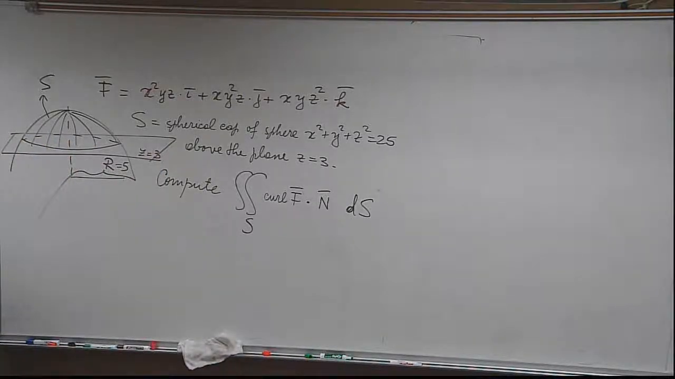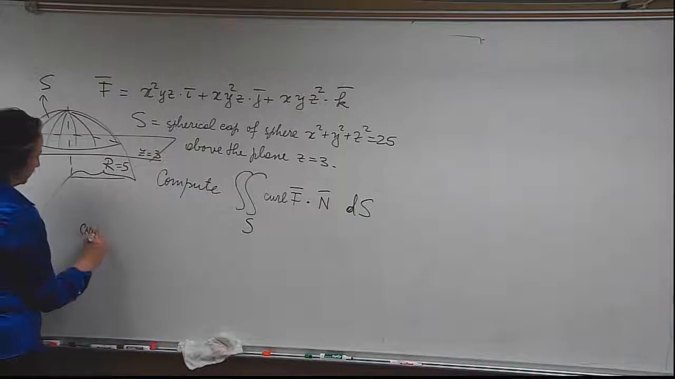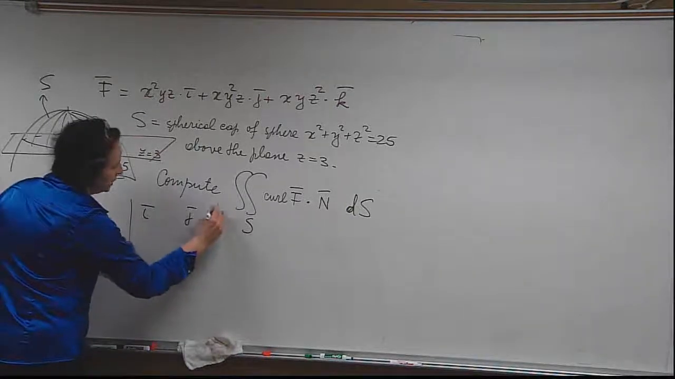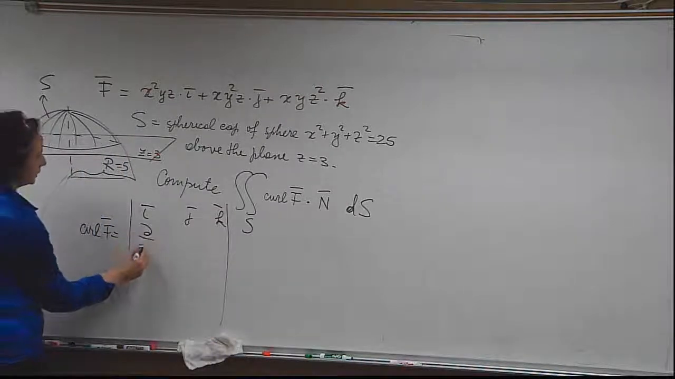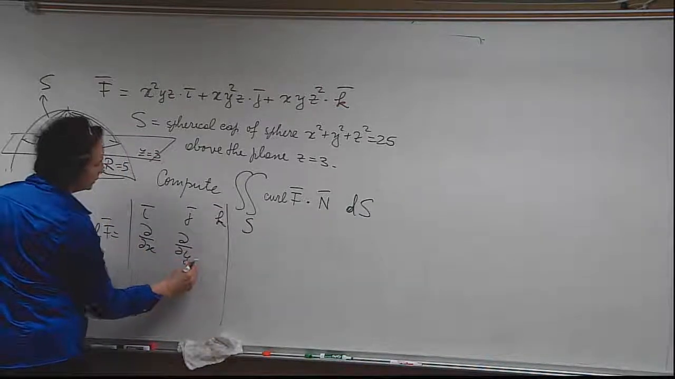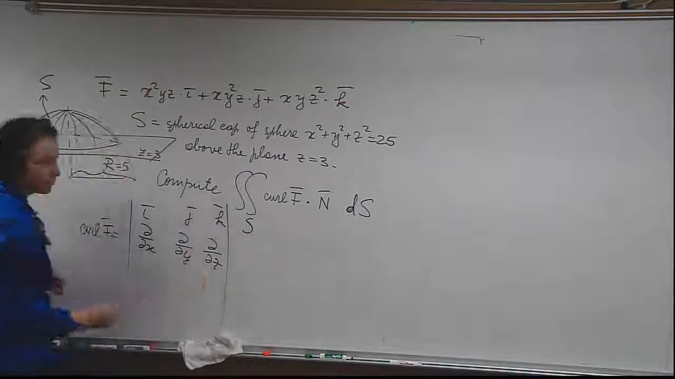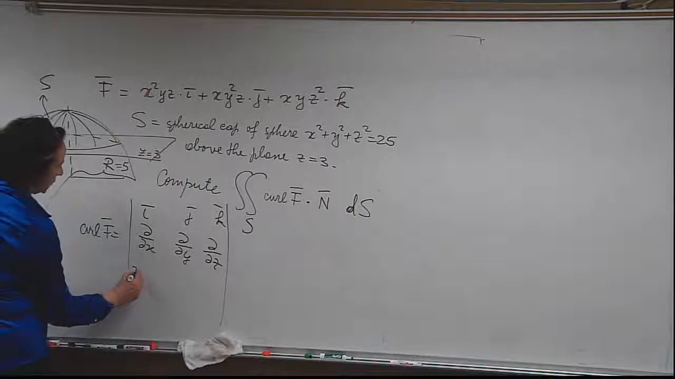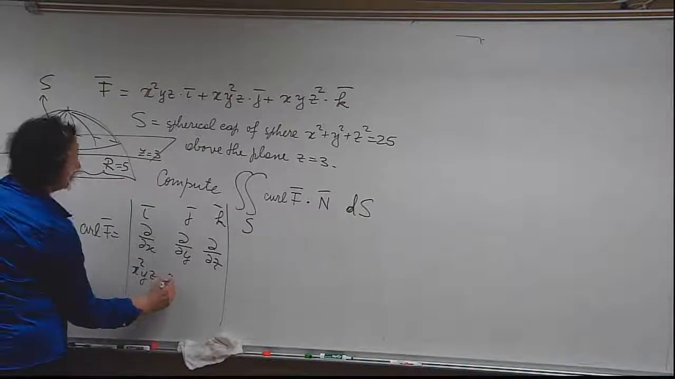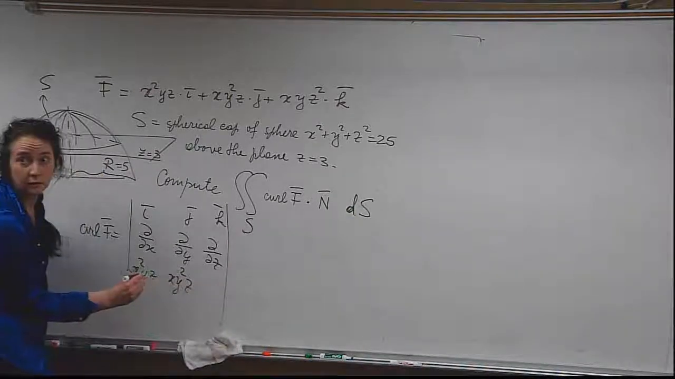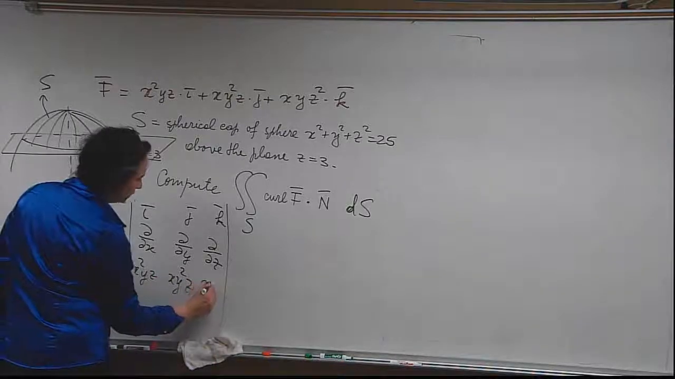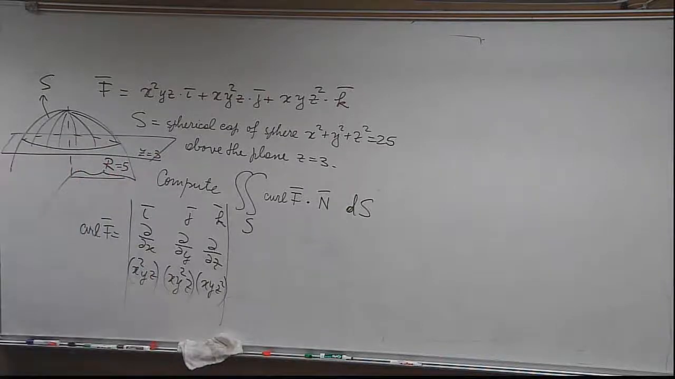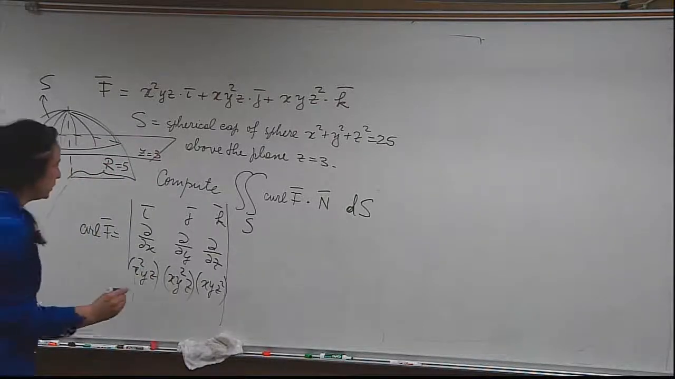So what's the first thing you do? You take curl f, and you want to see what that will be. ijk, d/dx, d/dy, d/dz. And you say, alrighty, then I'll have x squared yz, xy squared z, and xyz squared. And you say, well, this looks ugly, right? That's what you're going to say.